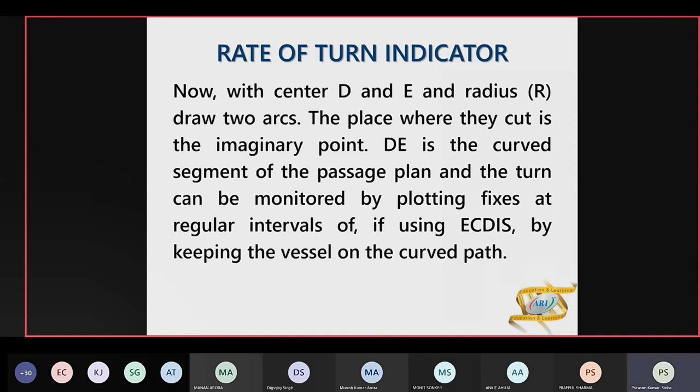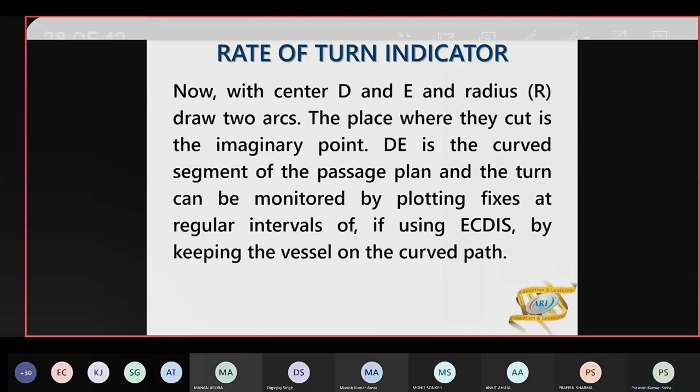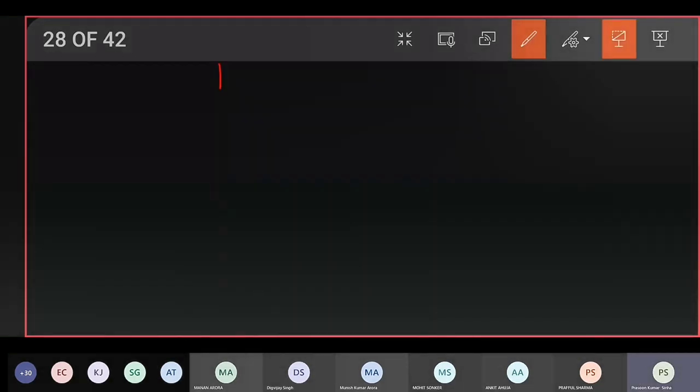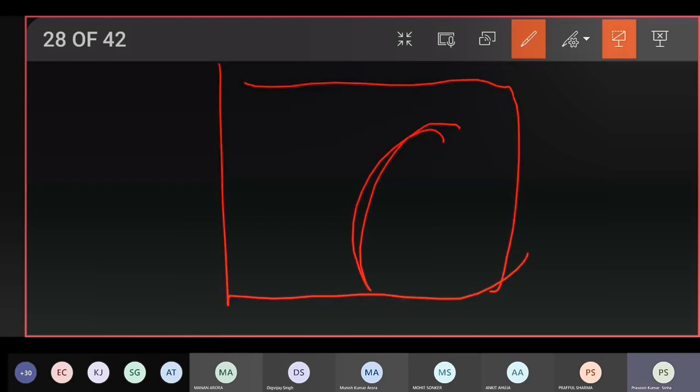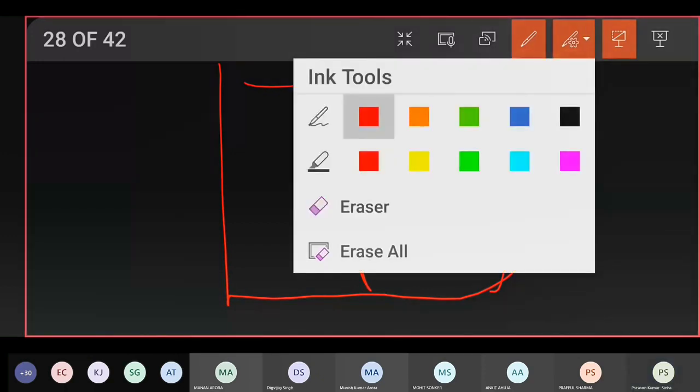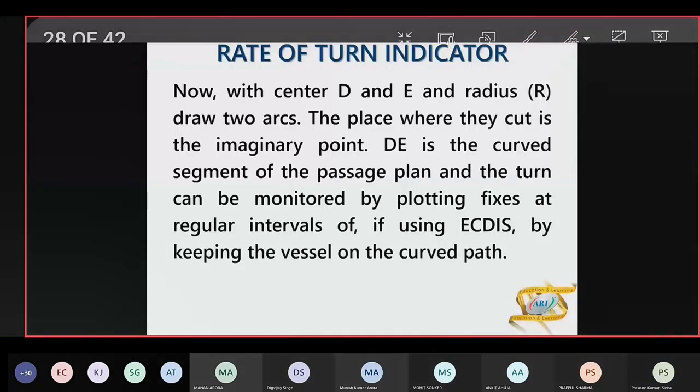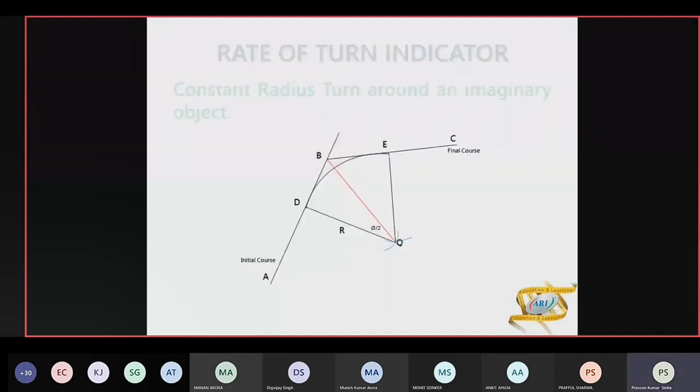Remember that we talked about monitoring of the turn. In the old times there was no ECDIS and not much radar, nothing would show on the radar. So we had to do this by plotting the position, but now we have multiple features available in the radar. We also have ECDIS, so on ECDIS the arc will be made automatically. So we will keep watching our position on the arc. If we are watching on ECDIS, we will see that arc on the ECDIS screen. We have to keep our vessel on the turn. If we are going outside, we have to bring it inside, and if we are going inside, we have to take it outside. Next.